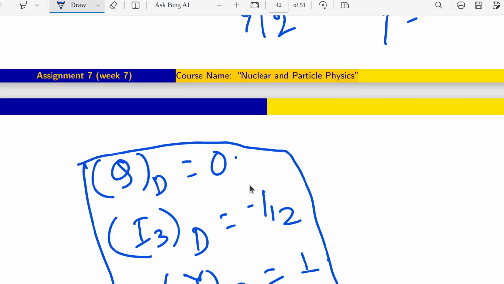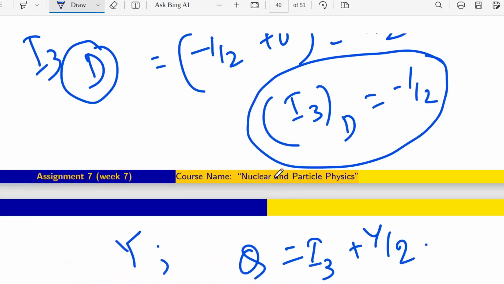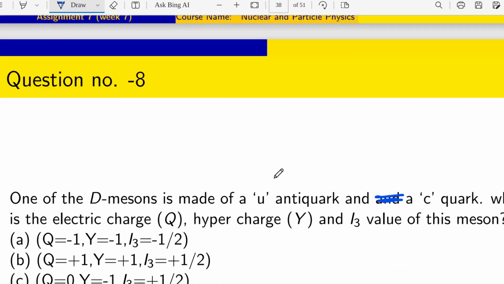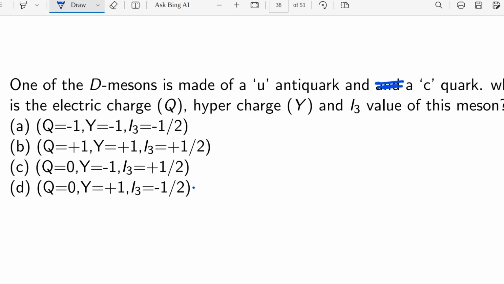Now coming to the answer. 0, minus half, 1. So there are two questions, 0, 0, right? Minus half is I3, that means this one, and Y is 1, that means the correct answer is D. Okay, I think it's already understandable.